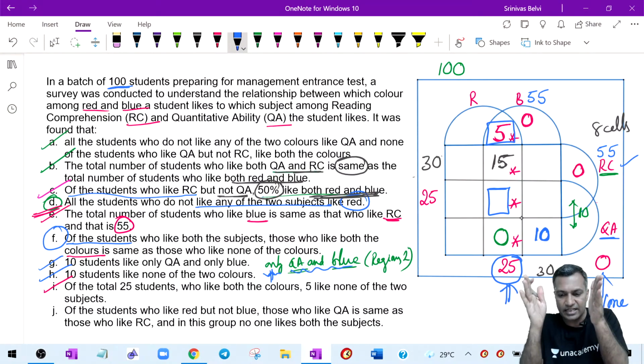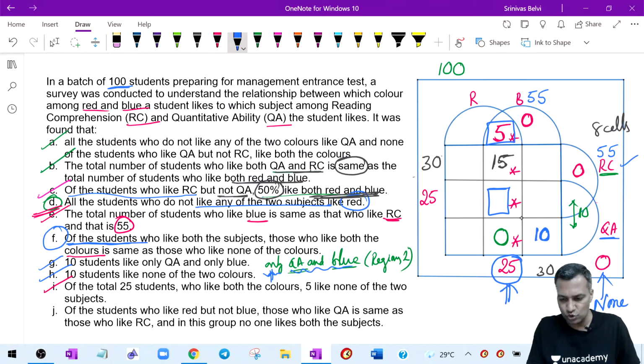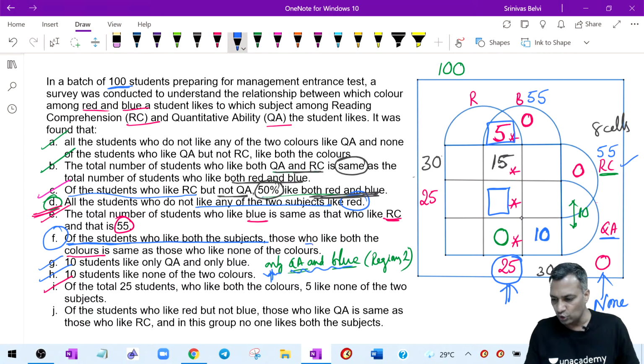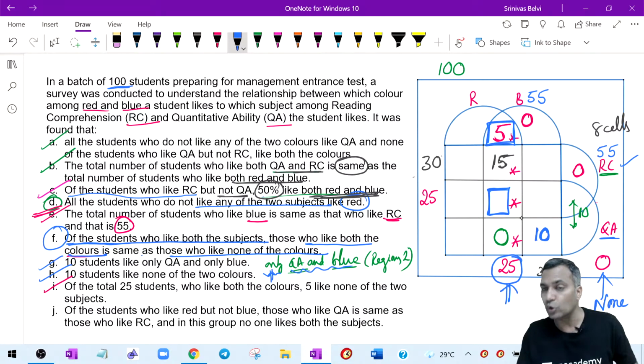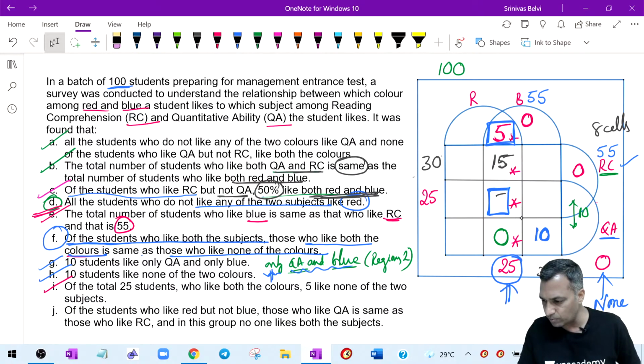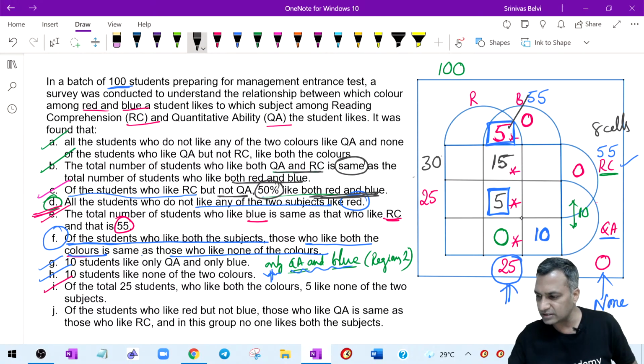He's restricting our understanding. So here, of the students who like both the subjects, which means what? Those 4 stars out of 25 students. Of these 25 students, those who like both the colors, where are they? This box. Those who like both the colors is same as those who like none of the colors. Those who like none of the colors means the box above that. Among this 25, some people like both the colors, some people like none of the colors. These two box values are same. Therefore, the value of this box is also 5 because in this box there is already a 5.